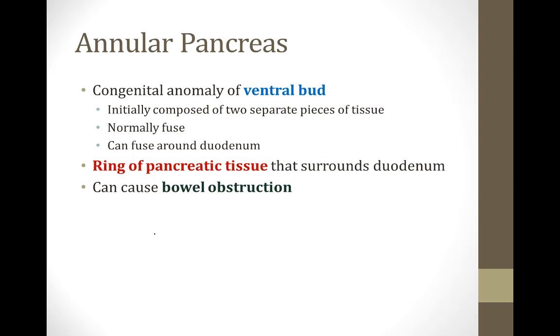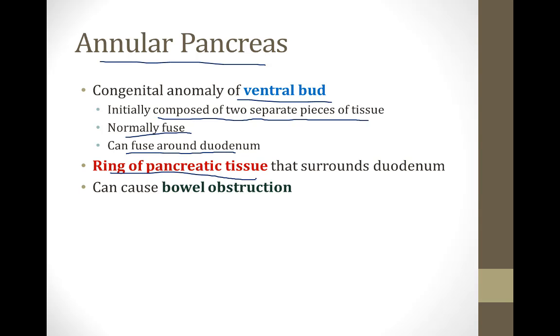There is a congenital anomaly of the pancreas called annular pancreas that occurs when the ventral bud wraps the duodenum and causes a bowel obstruction. So the ventral bud that I showed you a few slides ago is initially composed of two separate pieces of tissue that will fuse, but if they don't fuse properly and they surround the duodenum, you can develop a ring of pancreatic tissue that surrounds the duodenum, and this can result in a bowel obstruction.